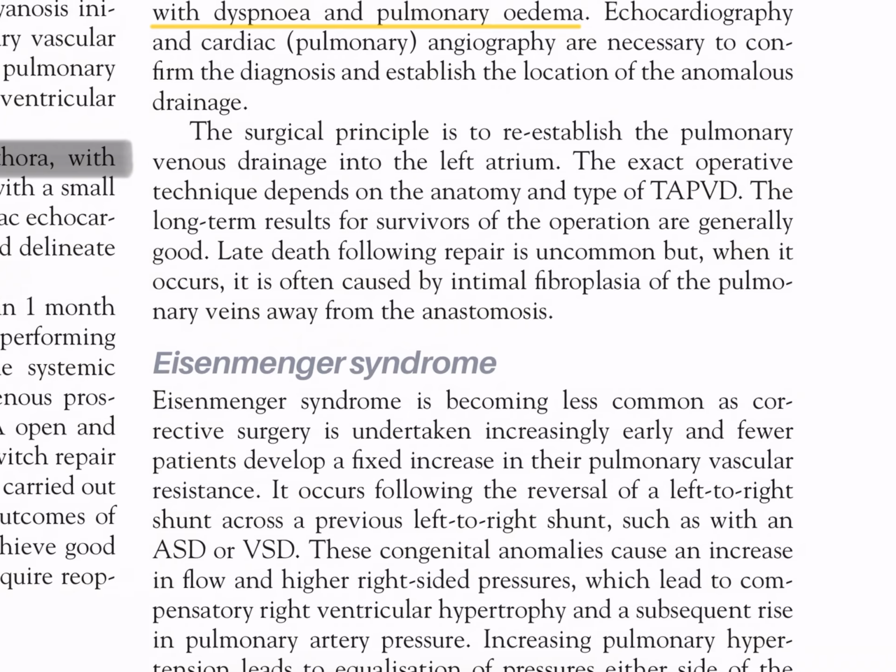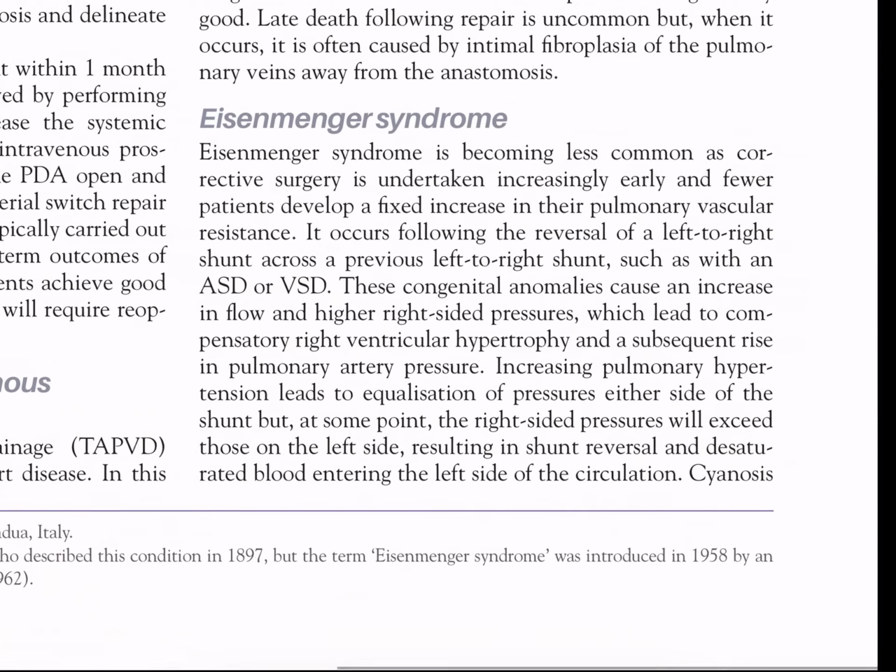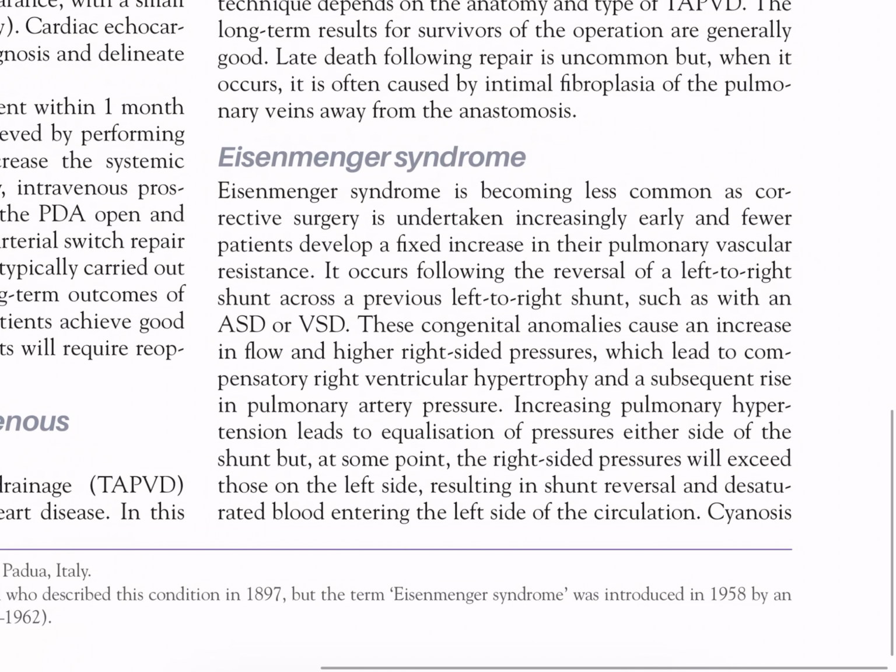Late death following repair is uncommon, but when it occurs, it is often caused by interval fibroplasia of the pulmonary veins away from the anastomosis. Eisenmenger syndrome. Eisenmenger syndrome is becoming less common as corrective surgery is undertaken increasingly early and fewer patients develop a fixed increase in their pulmonary vascular resistance.